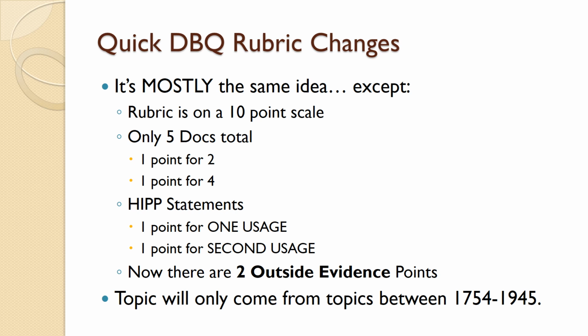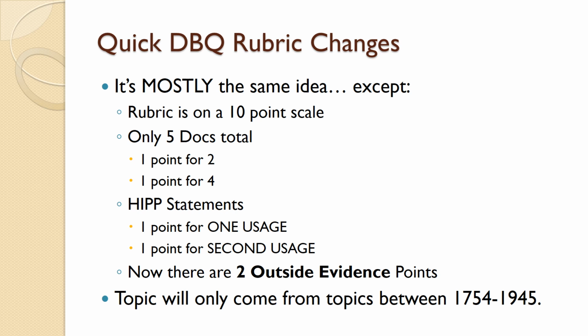Next, those HIP statements, the idea of bringing in the historical context, is the one that we always practice. If you use it once, you get a point. If you use it twice, you get a second point. These are points that I want you guys to just focus on, historical context. It's easier that way. Then there are 2 outside evidence points this time. It used to just be 1, now it is 2. So let's bring in some more outside evidence.